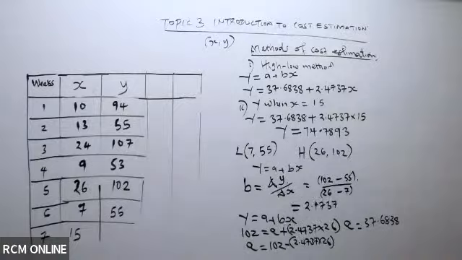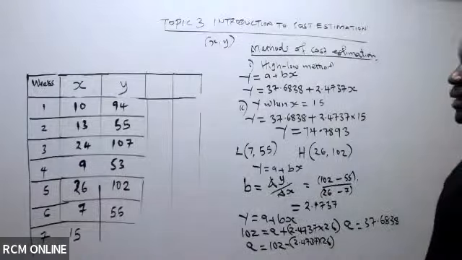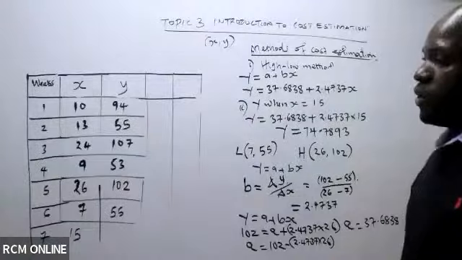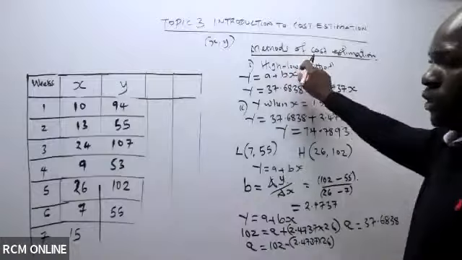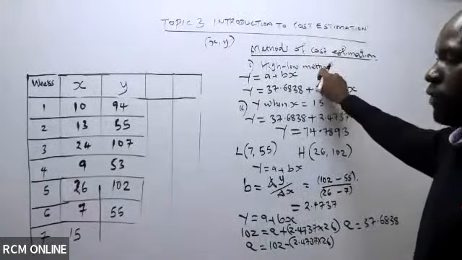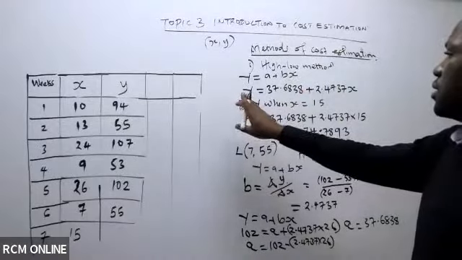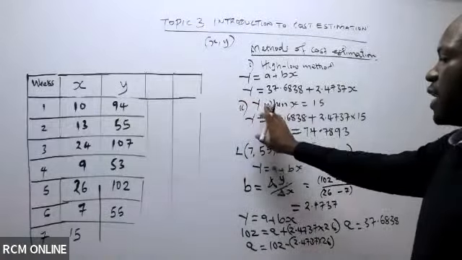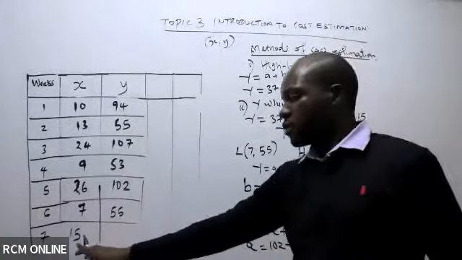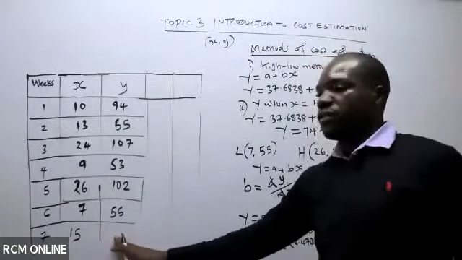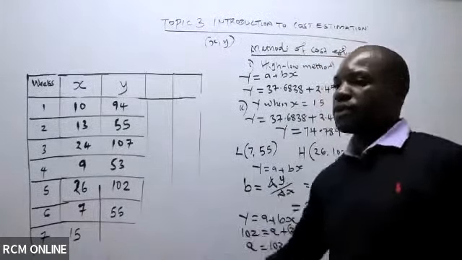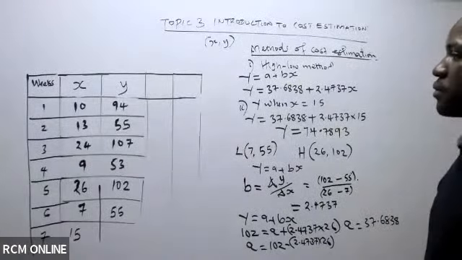74.7893. Good. That's what we are having. Now, that is what you are supposed to do when you are told to come up with the cost function using the high-low method. And of course, Roman 2 part of it is where you are given the estimated value of x and use it to give us the value of y, right? Good. So that is it.